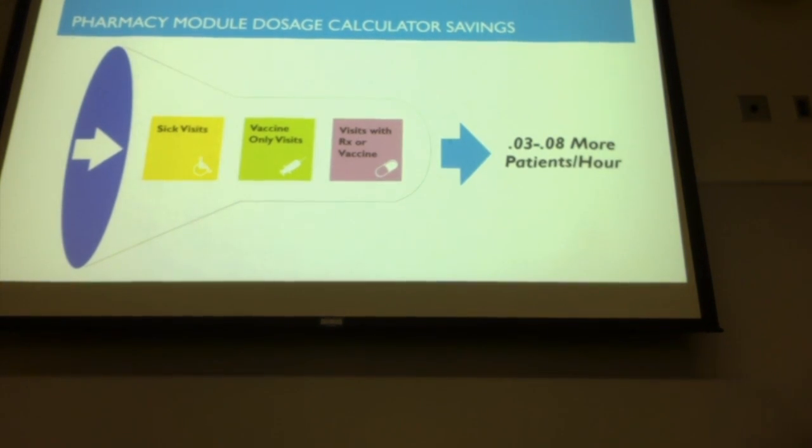This slide here will be something to see throughout the presentation, and it just shows which kinds of appointments this specific recommendation will impact. So for example, the pharmacy module calculator savings will impact sick visits, vaccine-only visits, and other visits that have a prescription or vaccine in them. And then the number you see to the right is the total system impact per provider per hour. So the total system impact here is 0.03 to 0.08 more patients seen per hour per provider throughout the entire system.